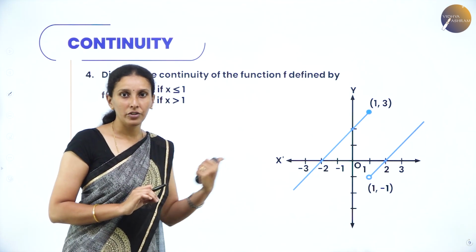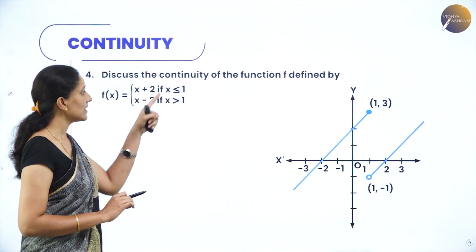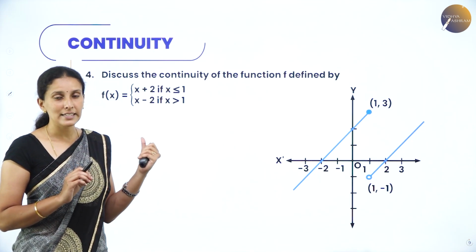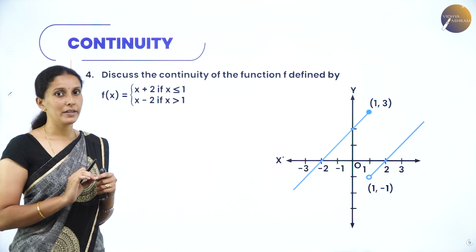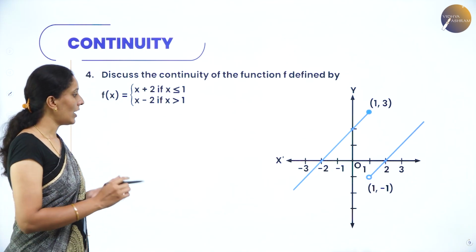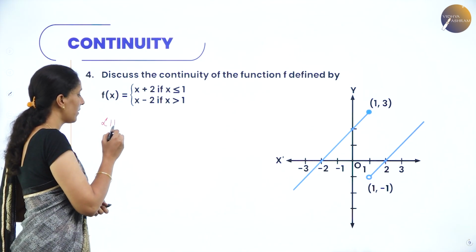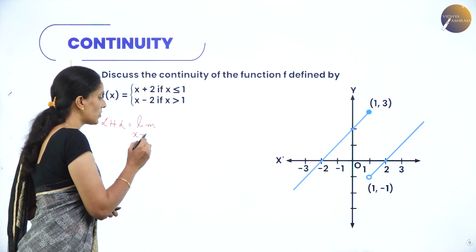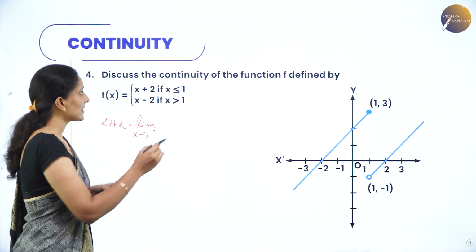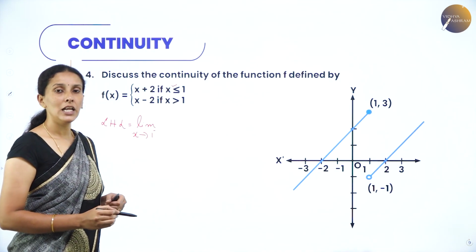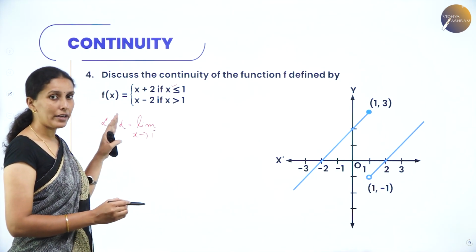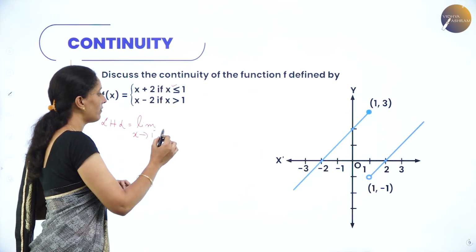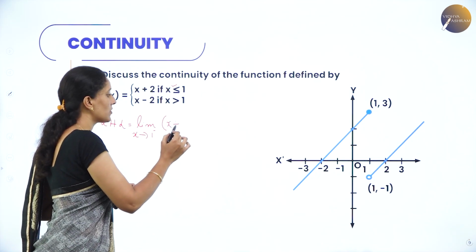Now let us prove it theoretically. Since I already told you, whenever less than and greater than are defined inside the function, take the left hand limit as well as the right hand limit. So let us take the left hand limit. So left hand limit is the limit of the function as x tends to 1 minus, that is x less than 1 denotes the left hand limit, behind 1 which is the left hand side. So for the left hand limit, whenever x is less than 1, the function is defined in the form of x plus 2.